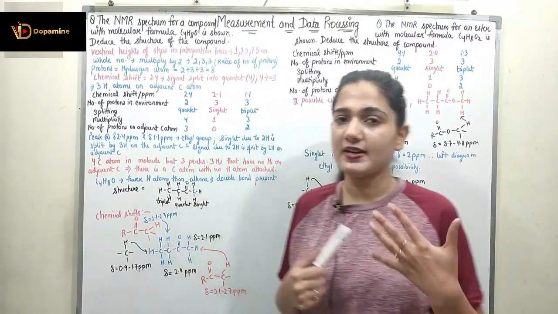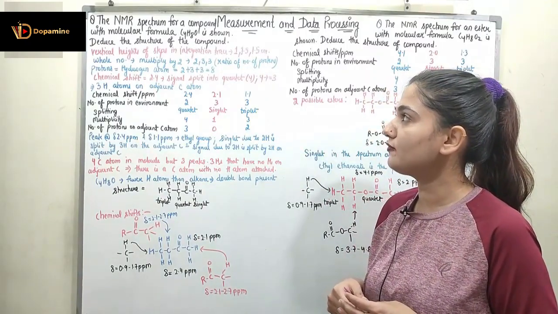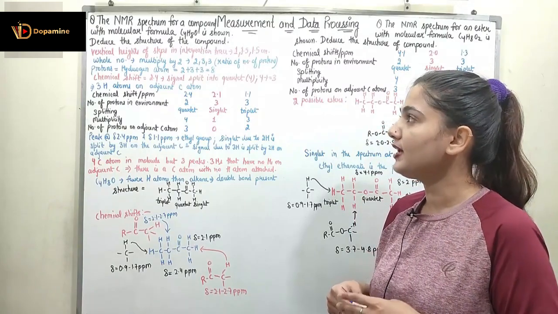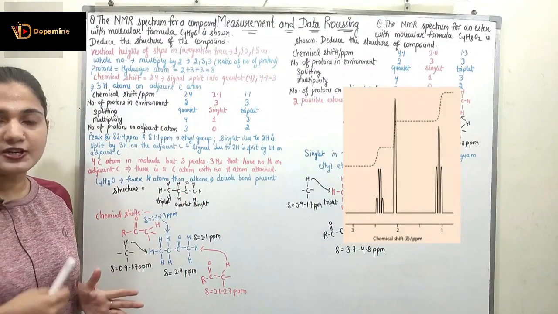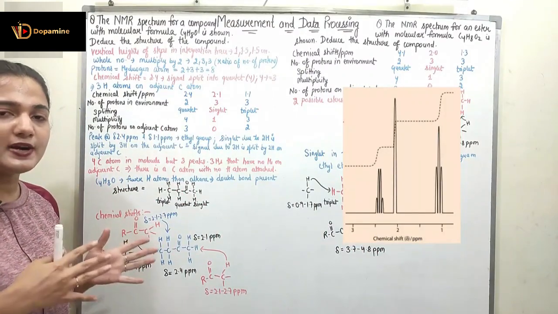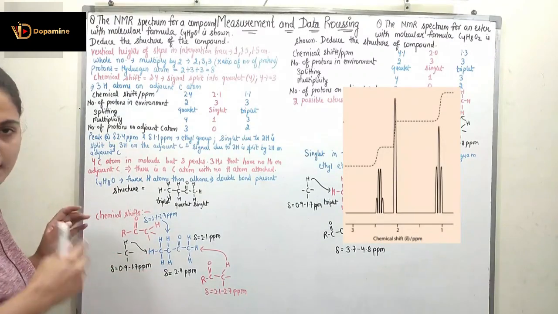So we are going to start our discussion with the first question, which states: the NMR spectrum for a compound with molecular formula C4H8O is shown. Deduce the structure of the compound. So now the NMR spectrum is shown. With the help of the NMR spectrum, we are going to deduce the structure of C4H8O.